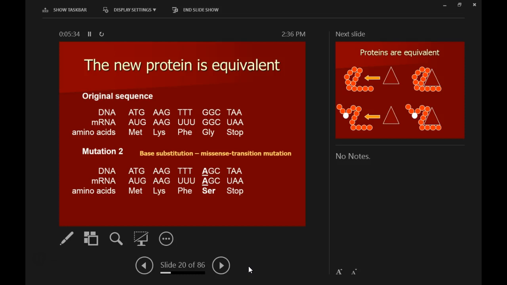Now if we look, go ahead. What was the one before that? It was a base substitution, but I forgot to get that. Base substitution, silent. Yeah, base substitution, silent.